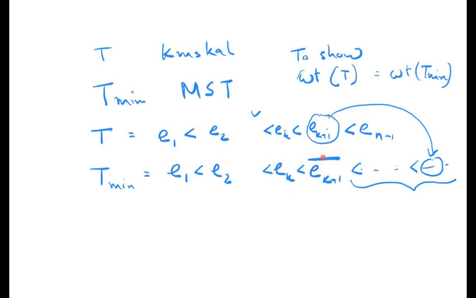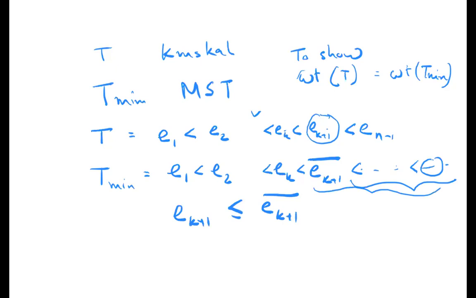So this is not possible. It is not that EK plus 1 appears later on. That is not possible. Fine. Therefore, we know that EK plus 1 must be lesser than or equal to EK plus 1 bar. In fact, everything here is bigger than or equal to EK plus 1 bar. Correct?